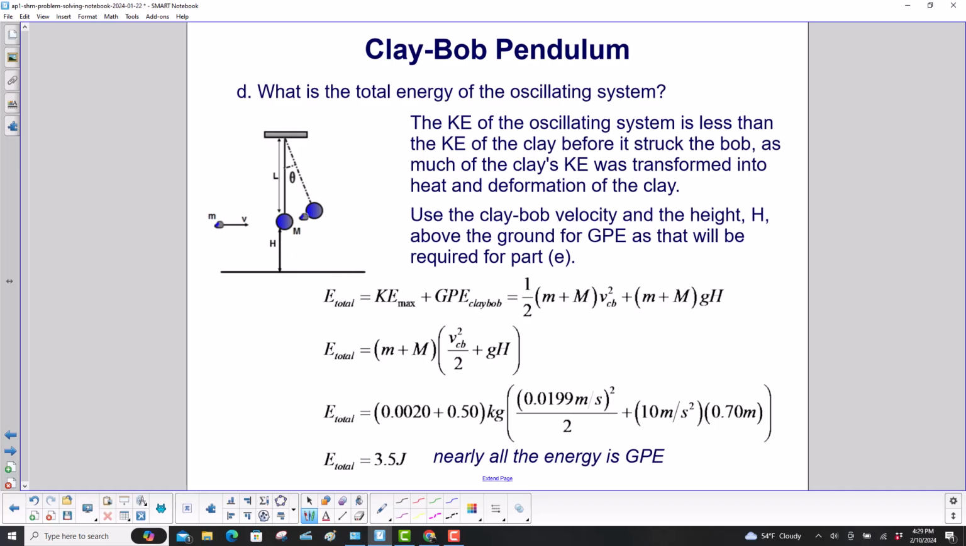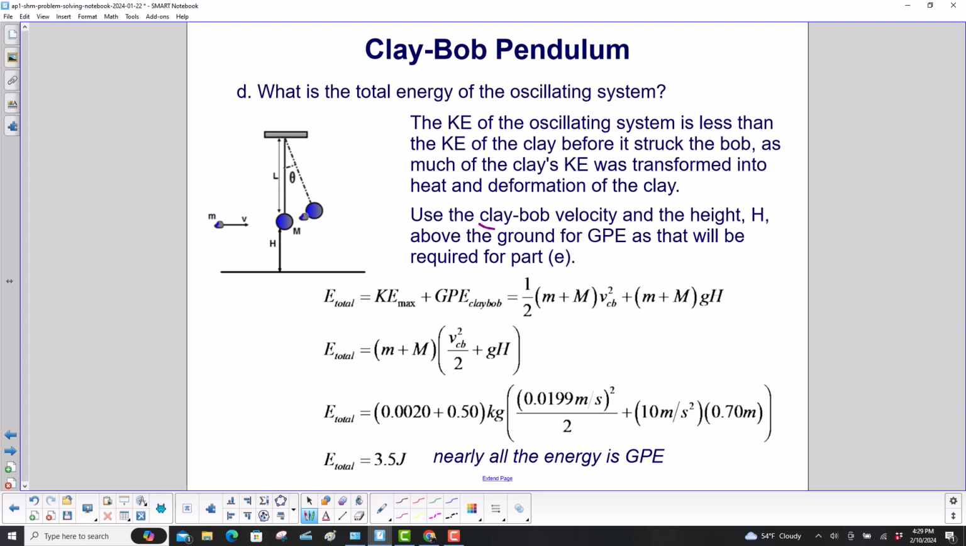D. What is the total energy of the oscillating system? The kinetic energy of the oscillating system is less than the kinetic energy of the clay before it struck the bob, as much of the clay's kinetic energy was transformed into heat and deformation of the clay. Remember, it was an inelastic collision.